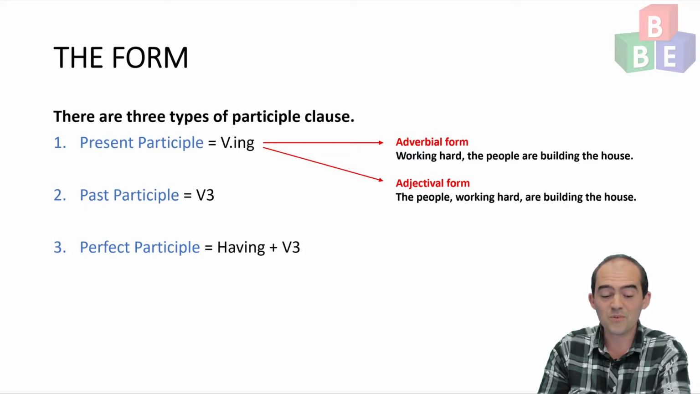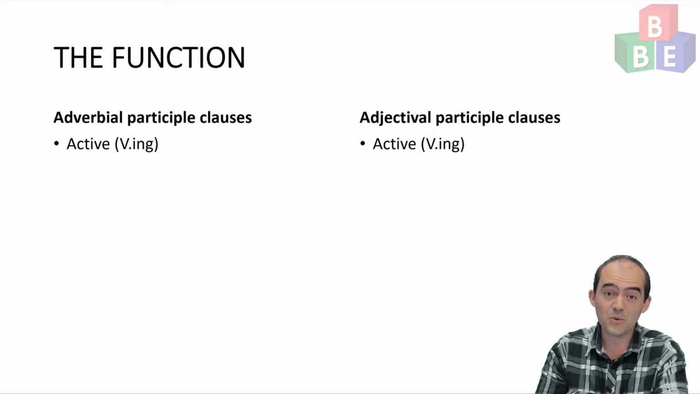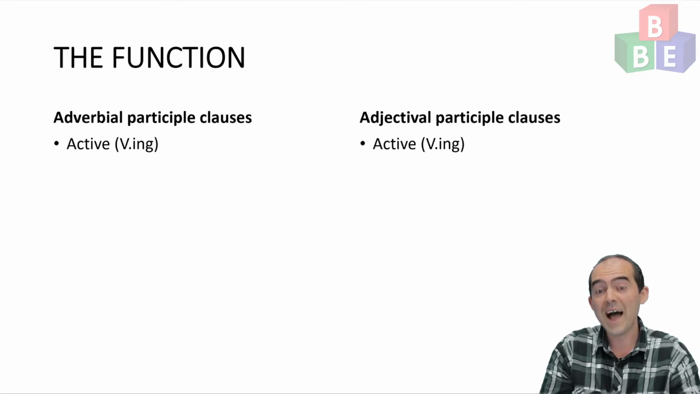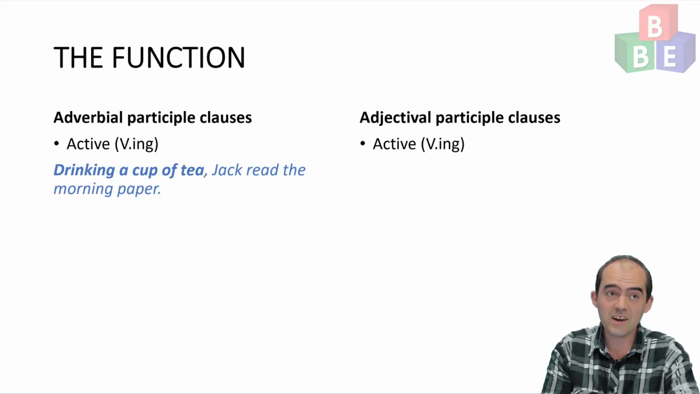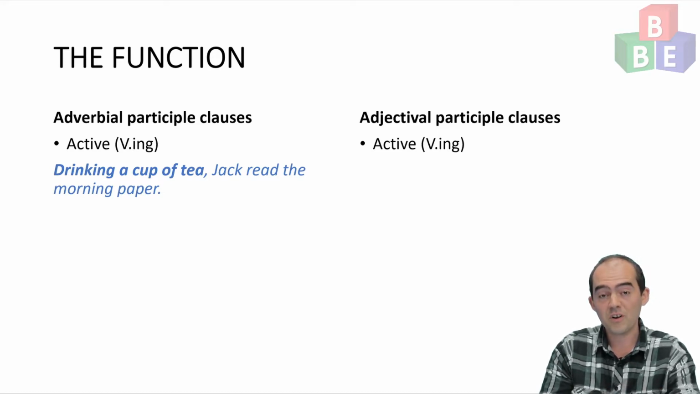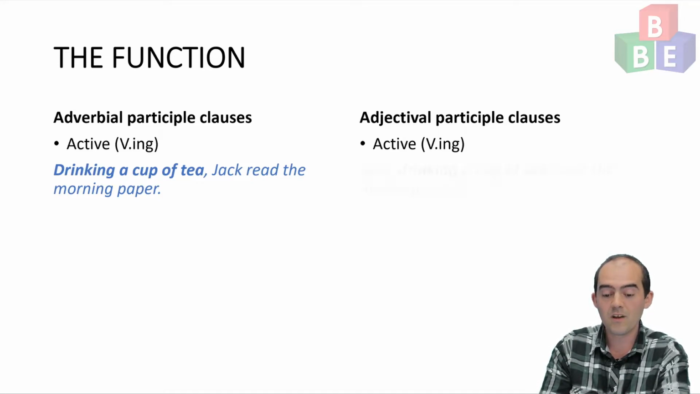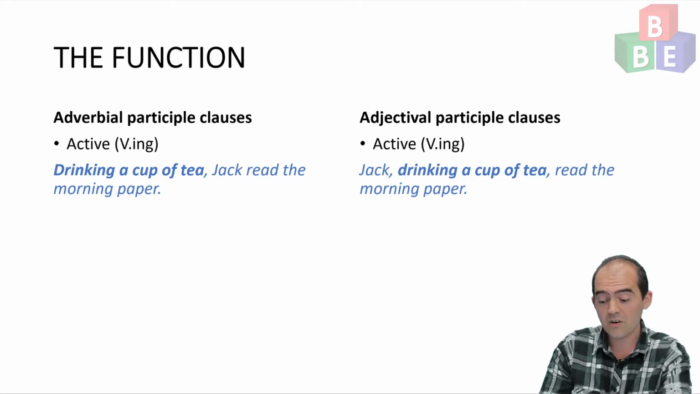So let's see some more examples of each of these. So we're going to start with the present participle, the verb ing, which we use for active sentences. For example, as an adverbial, drinking a cup of tea, Jack read the morning paper. So, drinking a cup of tea is an active action. That is why I've chosen to use the verb ing, present participle. And here, it's the adverbial form, but, of course, I can put it in the middle of the clause to make the adjectival form. Jack, drinking a cup of tea, read the morning paper.